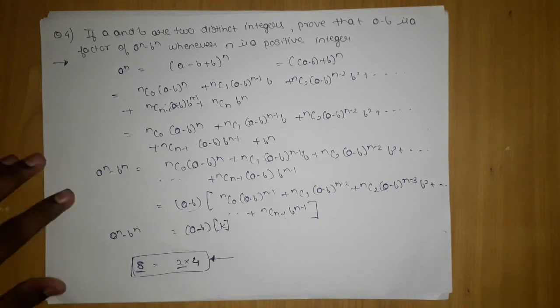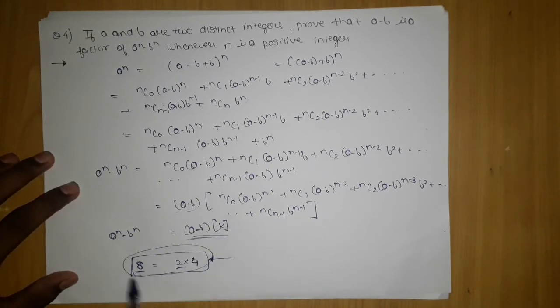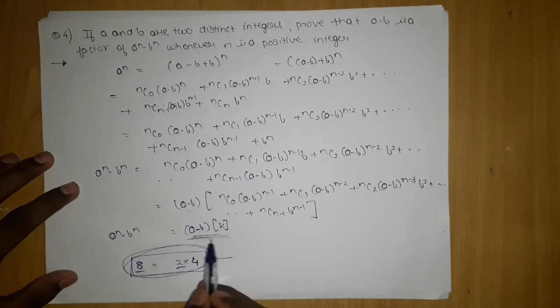Now hope you have understood this problem, and why we represented it this way. That was the doubt. You need to know this to understand the representation.